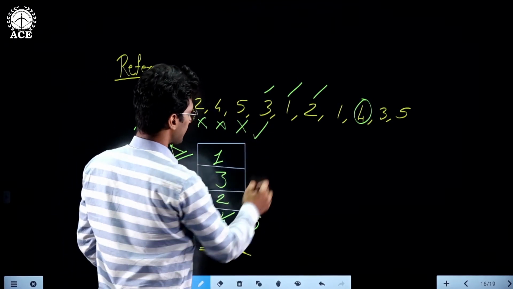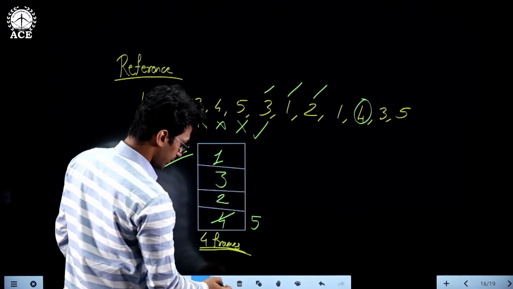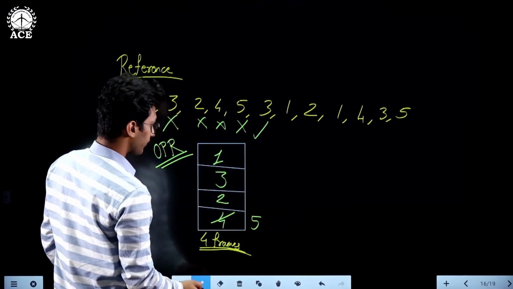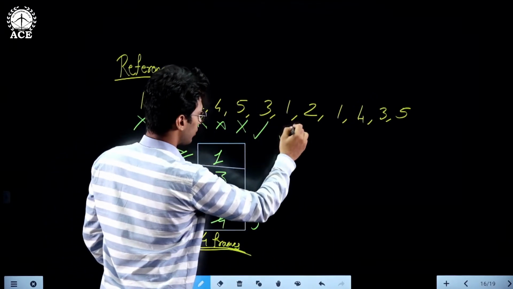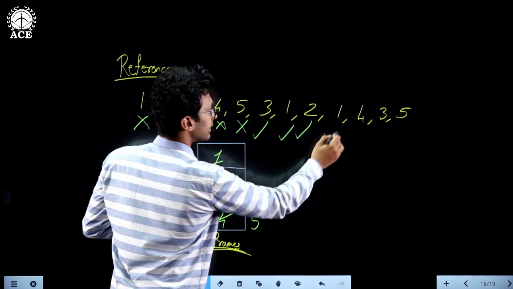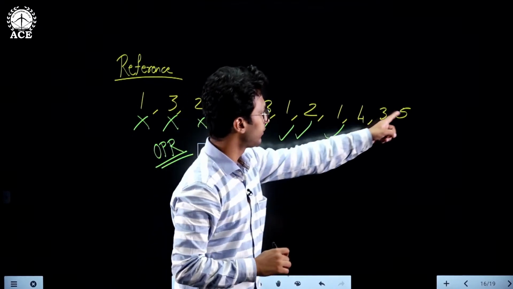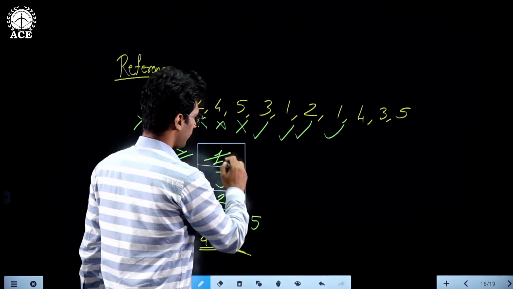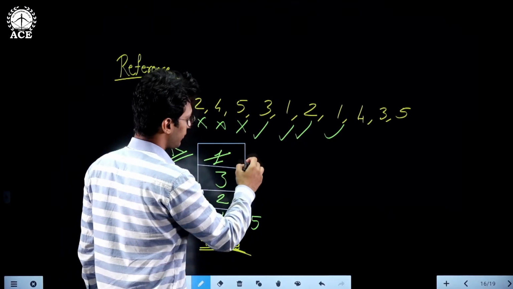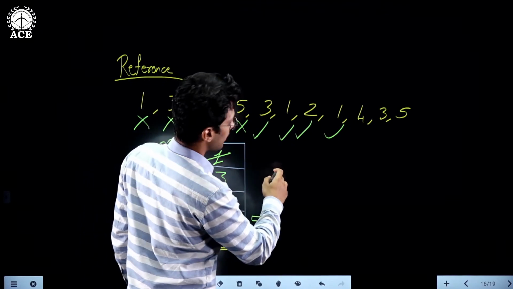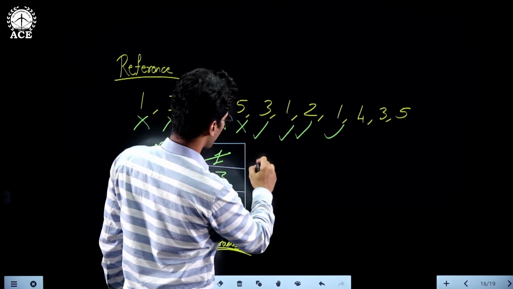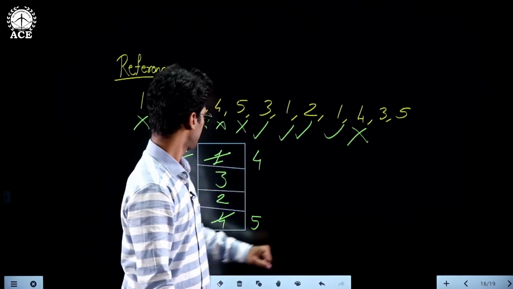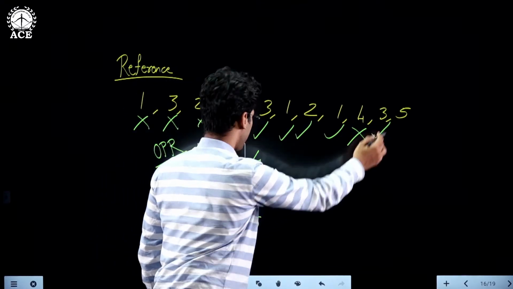3 is there. Hit. 1 is there. I think I should rub this one first. Let me rub this 3. Okay. Now let's continue. 1 is there. Hit. 2 is there. Hit. 1 is there. Hit. 4 not there. Now 3 and 5 will be referred. 1 and 2, just replace anyone, no problem. Even if you replace 2 or 1, there won't be any effect on page faults as such. So if I cancelled 1 and wrote 4 here, done. 4 was miss. Then 3 already hit. 5 already hit.